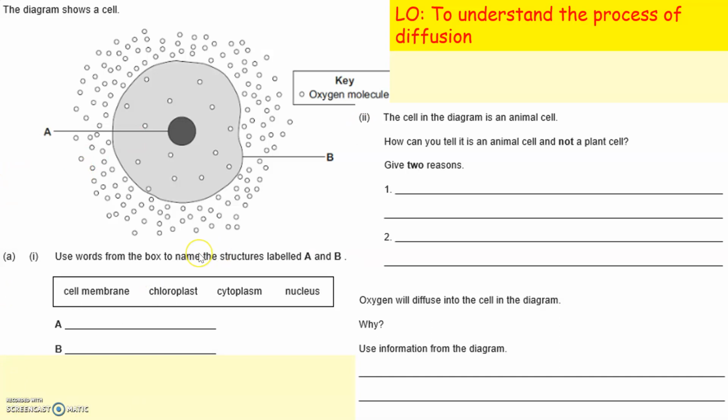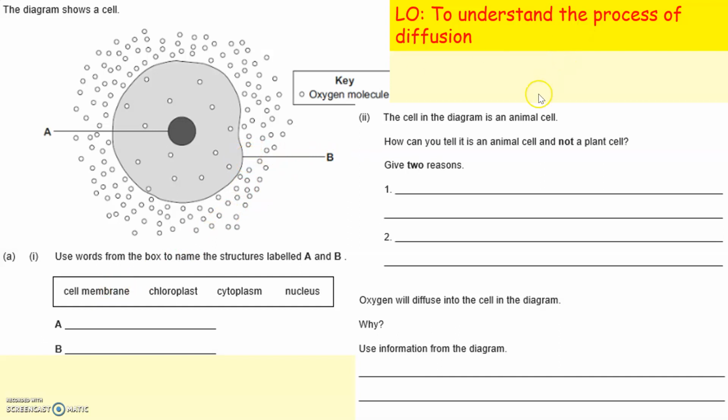Okay, amazing students. Can we go through your answers now? So get your green pen ready so that we can mark your answers. The first question is, use words from the box to name the structures labeled A and B. So structures A and B. A is the nucleus, while B is the cell membrane.